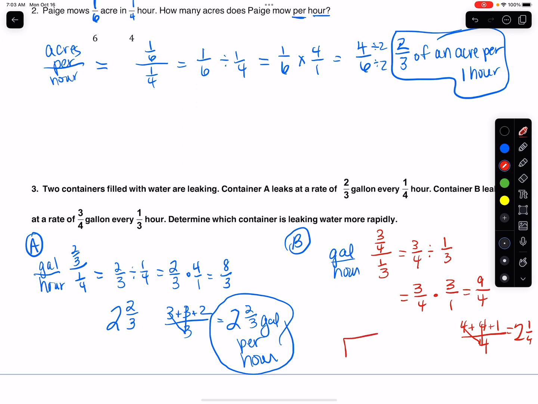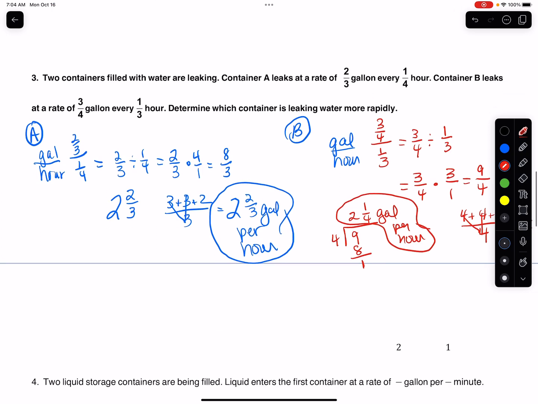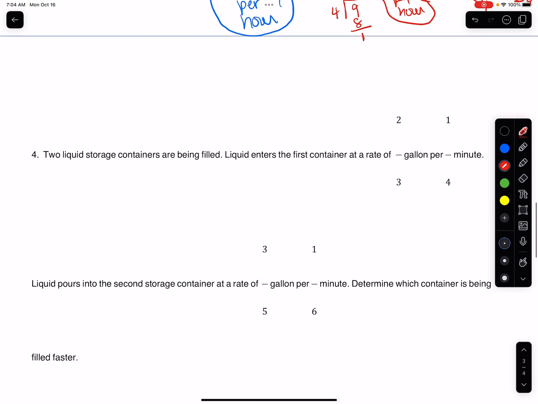If I had done long division, that is 9 divided by 4. I've got 2. 2 times 4 is 8. So I have 1 left over. 2 1/4. Cannot leave it like that, so it's 2 1/4 gallons per hour. And I believe, nope. Is there more for you all? Yep, there's one more.